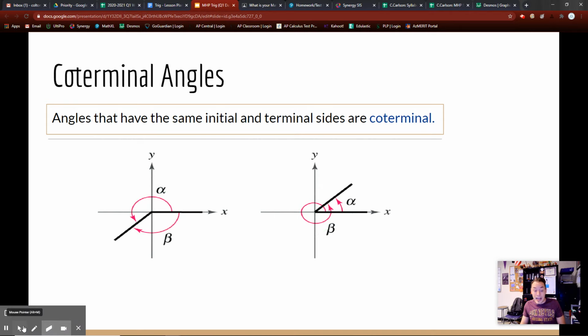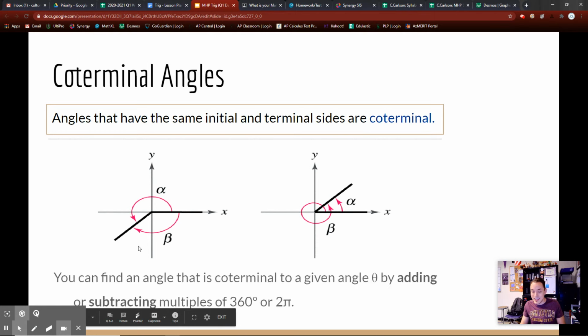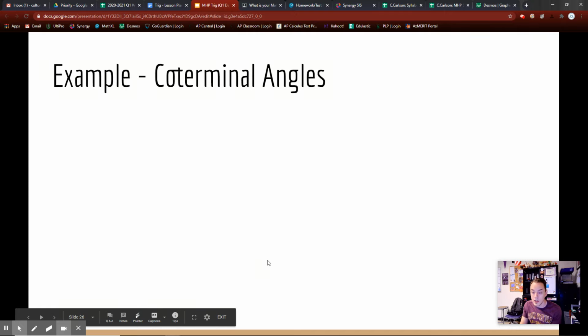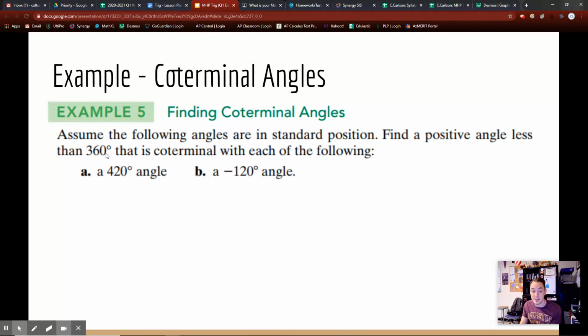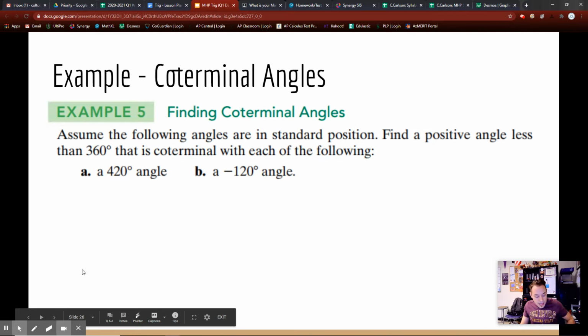So we're not going to be doing that much. We're going to be doing very, very basic coterminal angles. And how we do that is literally just by adding and subtracting multiples of 360, or 2 pi if it's in radians. So we have this first example. Assume that the following angles are in standard position. Find the positive angle less than 360 that is coterminal with each of the following. Okay, how do I do that?